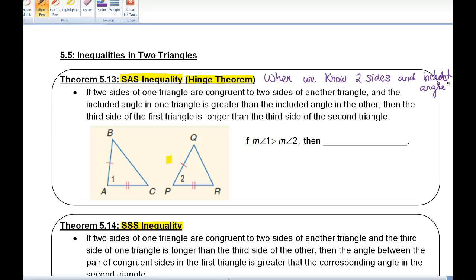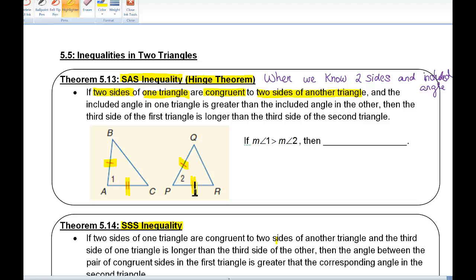Okay. So basically what we're saying is the two sides are actually congruent. Okay, but the angle in between is not congruent. So we have two sides of one triangle that are congruent to two sides of another triangle. So right here, here's AB and PQ, and AC and PR are congruent. So basically I have two sides that are congruent. However, one angle in this triangle is bigger than the angle in the other triangle.